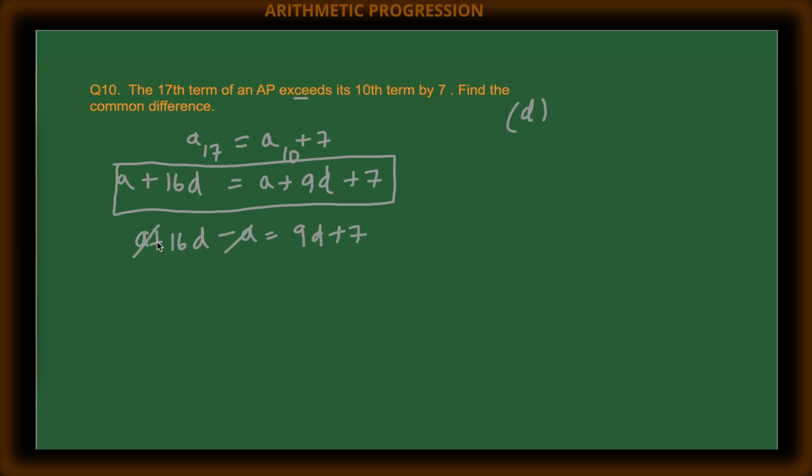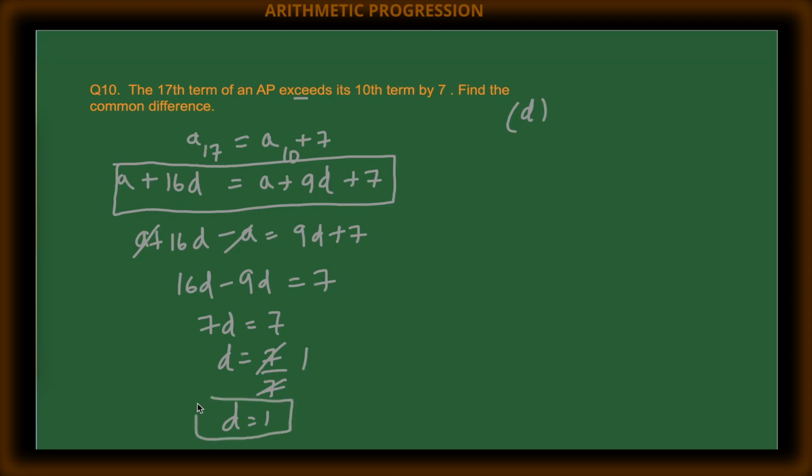A gets cancelled here. We have 16D, so 16D minus 9D is equal to 7. What is 16D minus 9D? 7D is equal to 7. So D is equal to 7 by 7, so D is equal to 1. So we have got the common difference D, which is what the question asked.